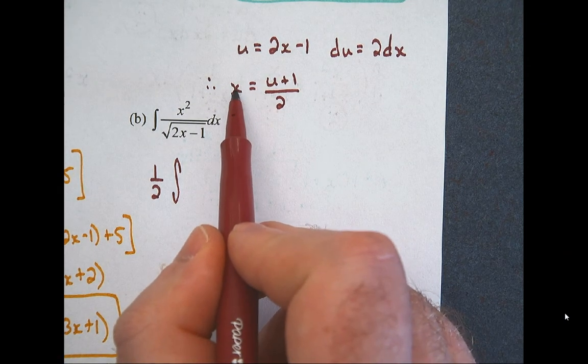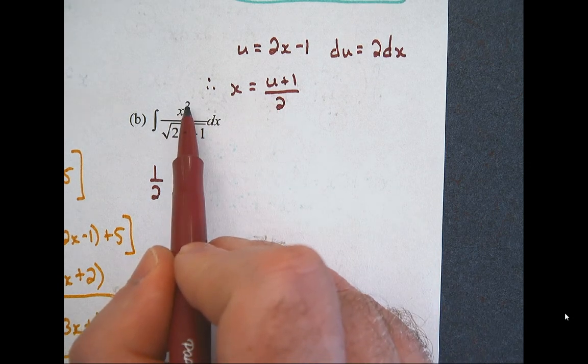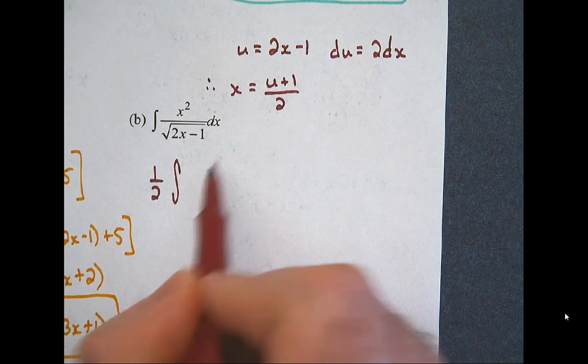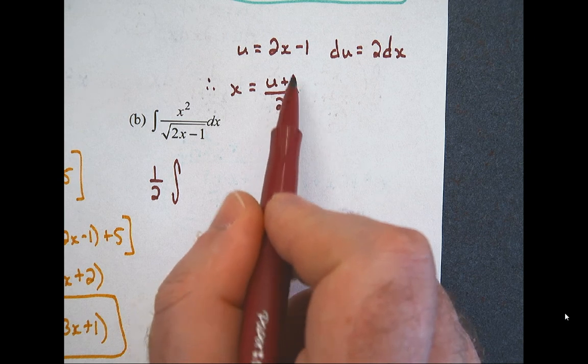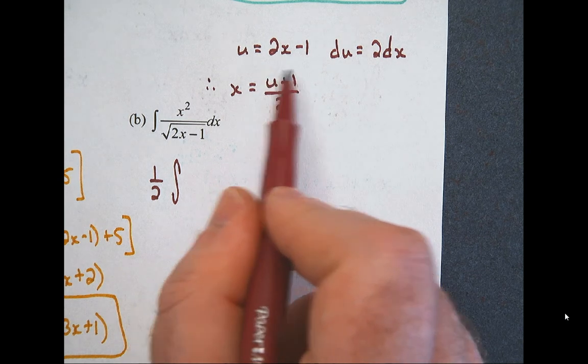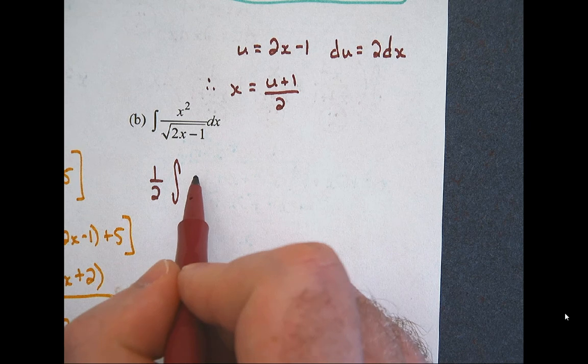I need x squared in my numerator. So I'm going to take this thing and square it right off the bat. You should try to square this, square the numerator and square the denominator. See how you do.